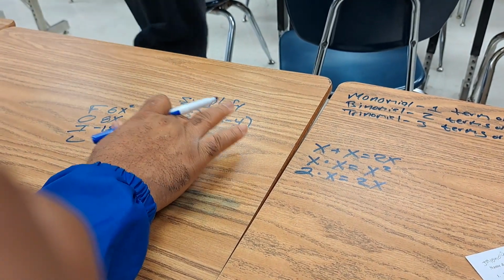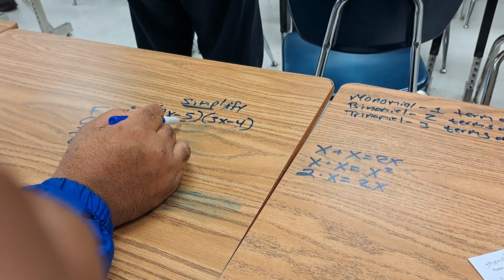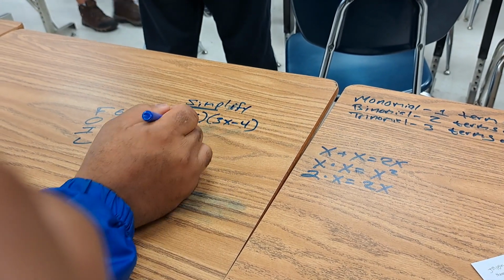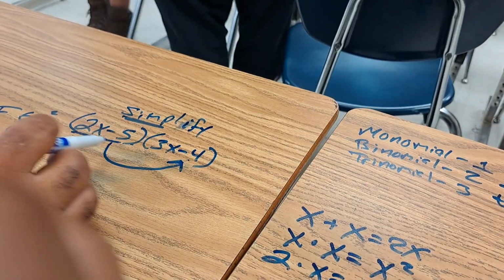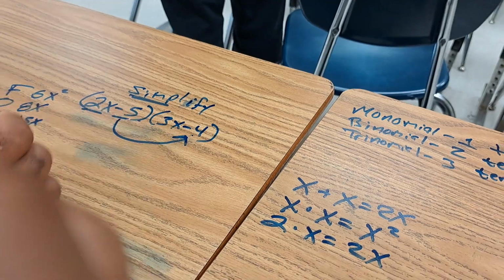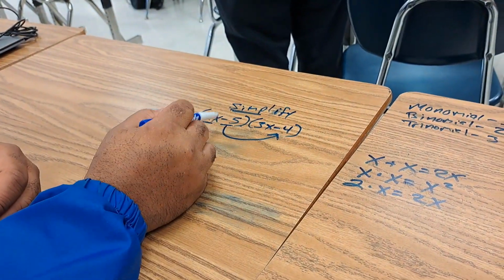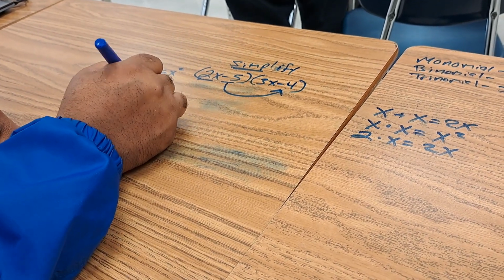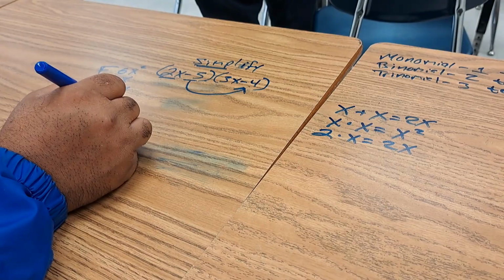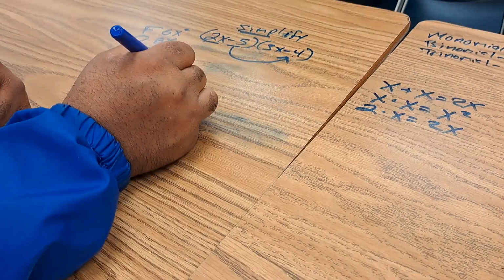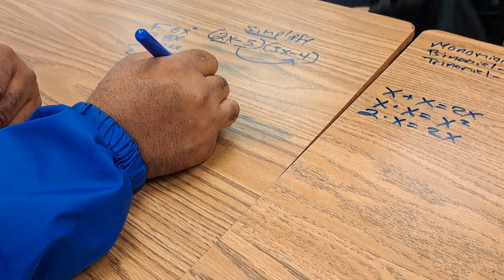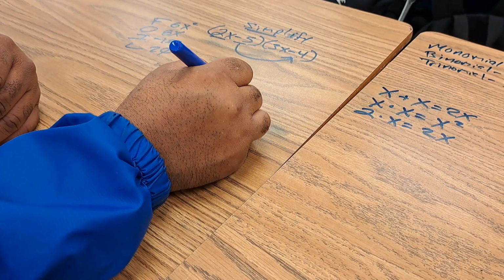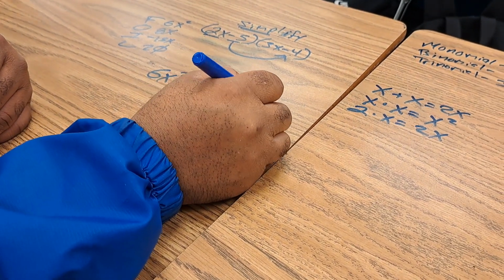All right. And now we're going to do the last number. So that's the last part of the term, and that's the last part of the term. So negative 5 times negative 4. A positive times a negative is negative, but a negative times a negative is a positive. So 5 times 4 is 20. So now what we have is 6x squared plus 8x minus 15x plus 20.